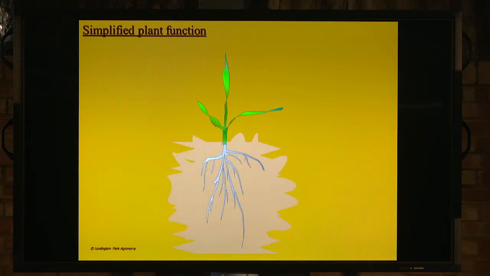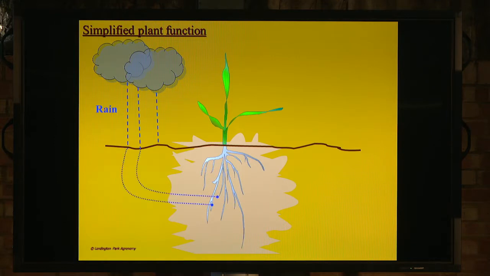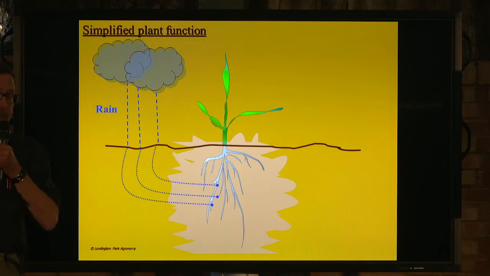So just to remind ourselves what we do and what the plant needs to actually work. Fairly spookily, if we haven't got rain, there's nothing dissolved in the rhizosphere, which is the root zone, for the plants to actually absorb.